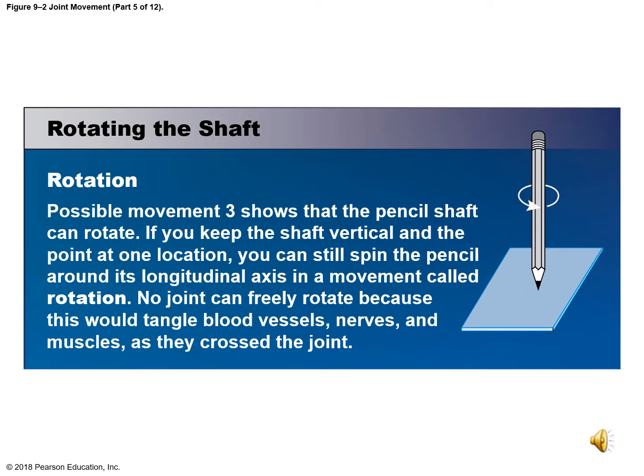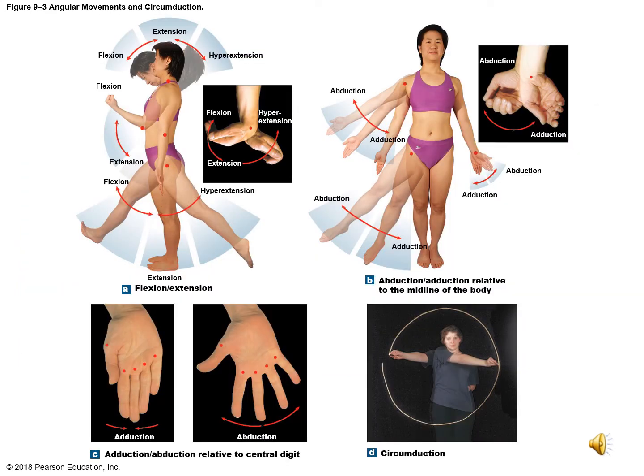Rotation is similar to spinning around a stationary point. No joint can completely rotate because that would entangle blood vessels and nerves, but we do have some degree of rotation in some of our joints. There are different types of angular motion.